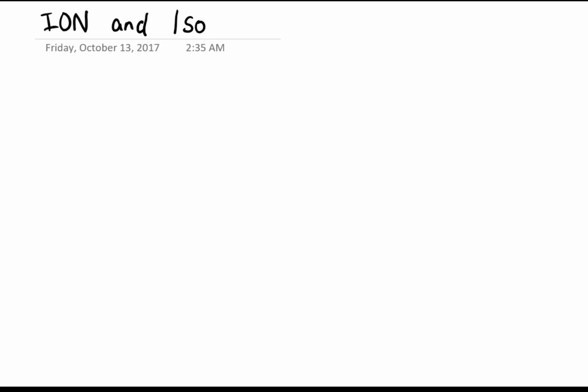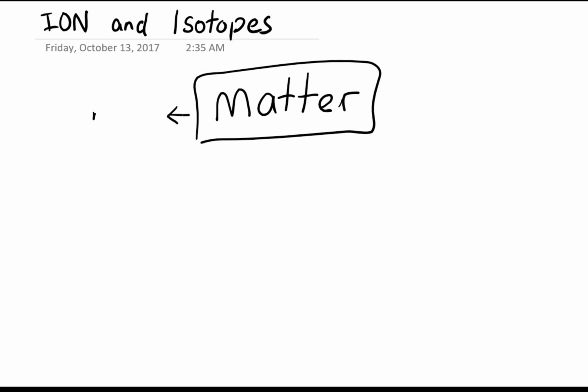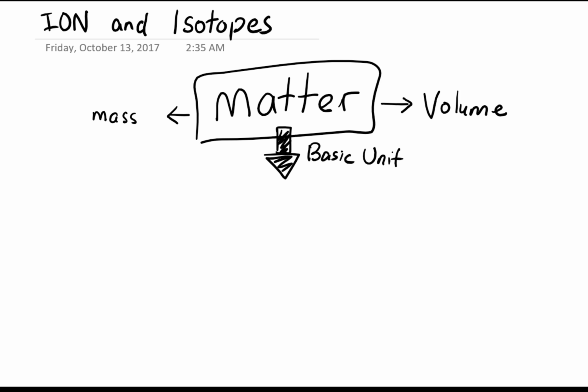So today we wanted to talk about the differences between ions and isotopes. You need to know that matter is made out of atoms. It has mass and it occupies some sort of volume. So it weighs something, right? The building block of matter is really just atoms. A-T-O-M. Atoms are the building blocks of matter.